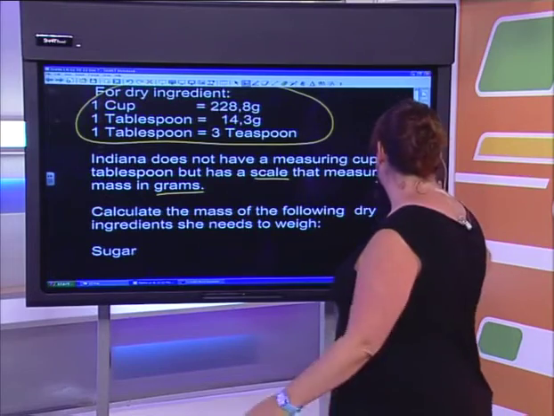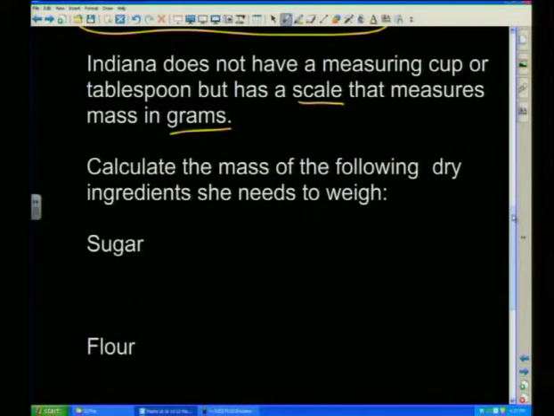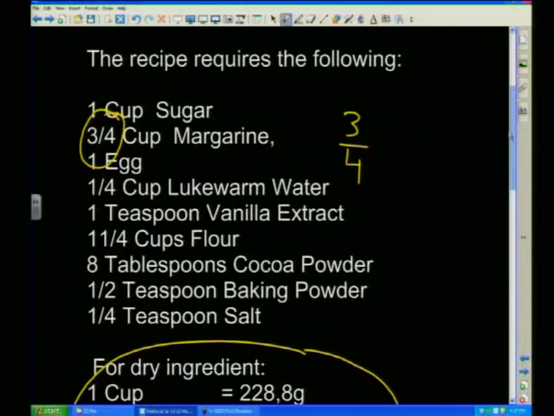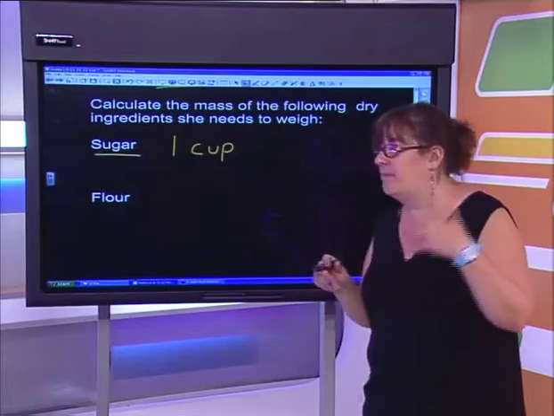Okay, so let's see what it actually asks us to help her with. Calculate the mass of the following dry ingredients she needs to weigh. So, sugar. First thing I need to know is how much sugar does she need? So we go back to the recipe, and sugar, we need 1 cup of sugar. So for sugar, I need 1 cup. Now remember, she doesn't have a cup measurement.